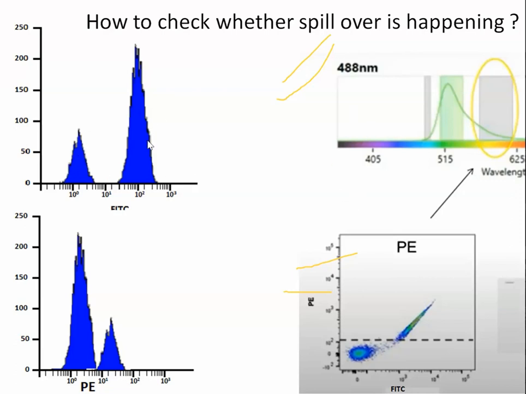Since I have stained the sample only with FITC, this is correct. But a PE signal is also coming. This is negative, and a small peak of positive signal is coming. This is because of compensation. This is a histogram, and this is a dot plot, which again shows that some amount of FITC is spilling over into PE. This is because the emission spectrum of FITC is so broad that a part of the FITC light is within the bandpass filter of the PE channel and gives a signal in the PE channel. Clear? This is how you check whether spillover is happening or not.